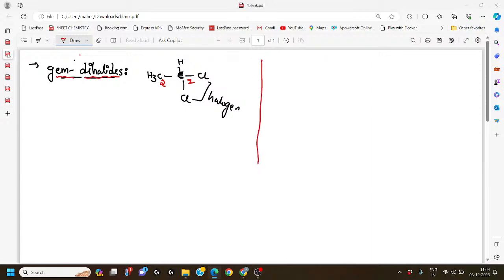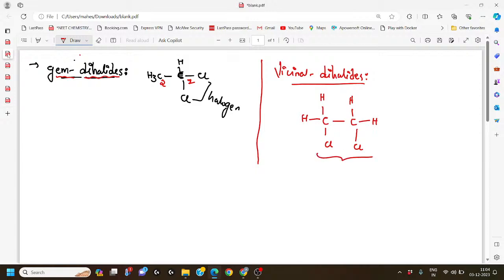Now let us understand the second one, that is vicinal dihalides. This is quite opposite to the first one. Here two carbons are present, and each carbon is attached to one chlorine atom. The remaining valency of carbon is balanced by hydrogens. Here the numbering of the two carbons is 1 and 2. Carbon 1 is attached with one halogen and carbon 2 is attached with another halogen. This type of arrangement is called vicinal dihalides. These are very important from the exam point of view.